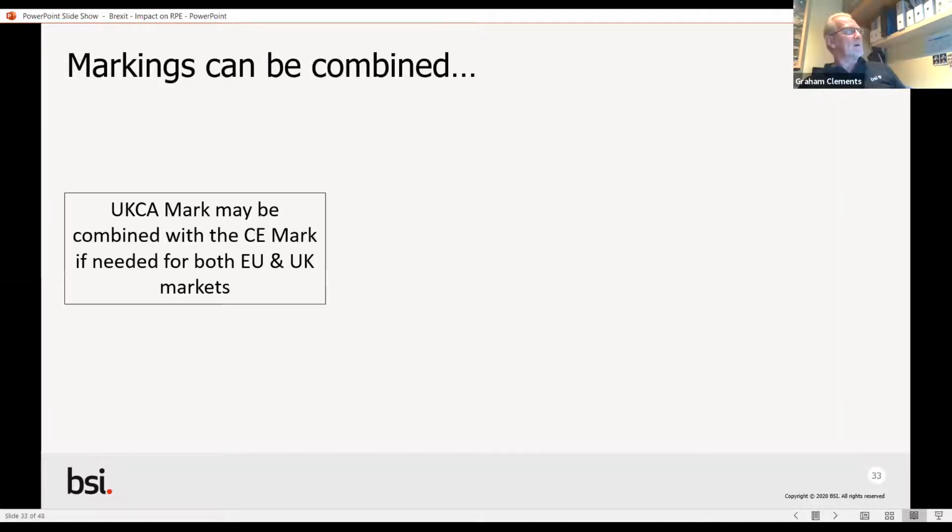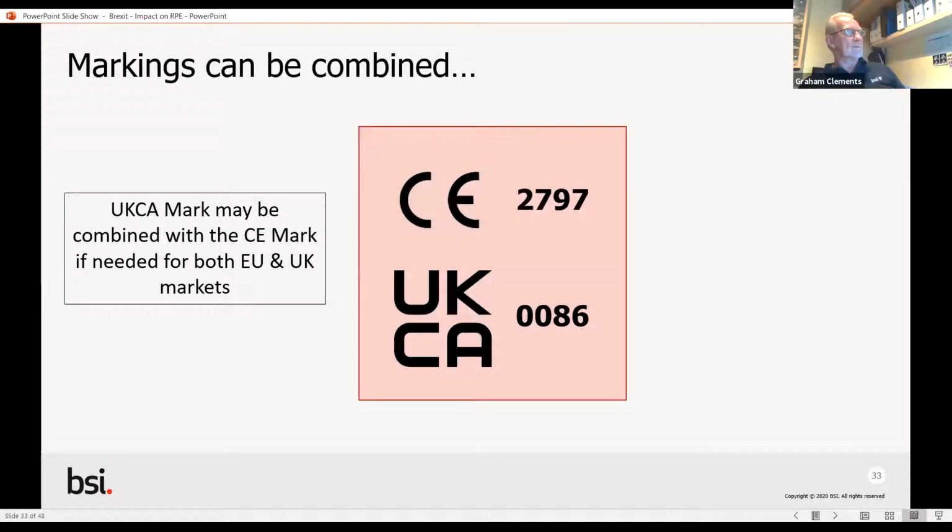So we can combine our markings, so you can have both CE mark and the UKCA mark. There's an example. So that will be a product that BSI had done the assessment for CE through our notified body in the Netherlands, and had also done the assessment to UKCA through our approved body in the UK. And there we go, notified body in the Netherlands and UK approved body number.